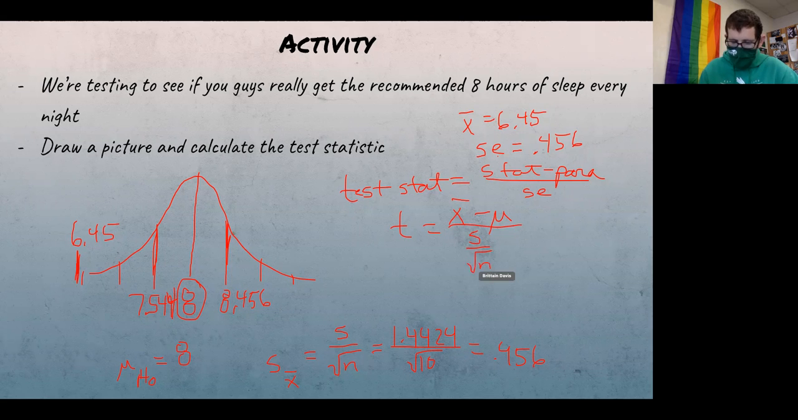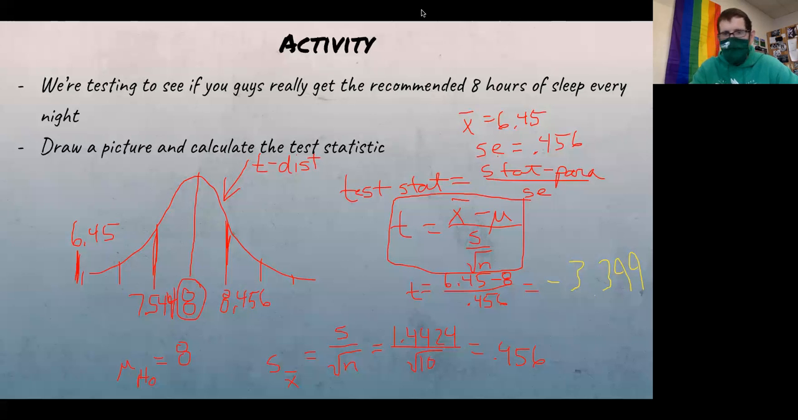So this right here represents your test statistic. And notice when we did it for proportions, it was a Z statistic. Now it's a T statistic, and we're going to come back to this. This distribution is not a Z distribution, it's a T distribution. That's going to have important effects when we do our calculations at the end. Okay. So at this point, I'm going to plug numbers in. My test statistic is going to be 6.45 minus 8 divided by 0.456. And you guys can do that math.